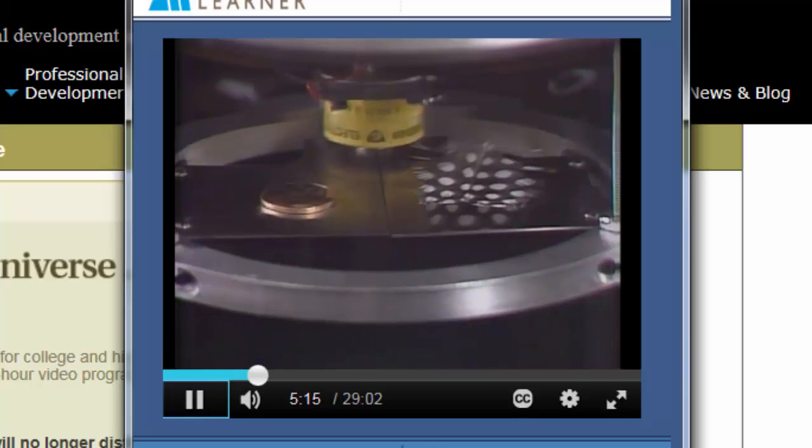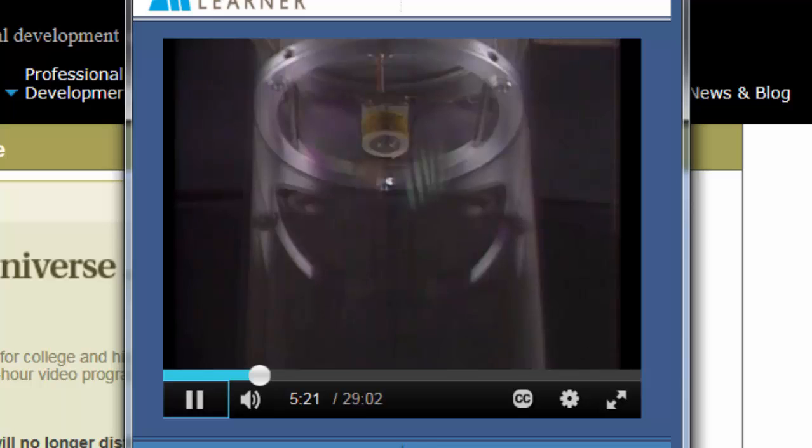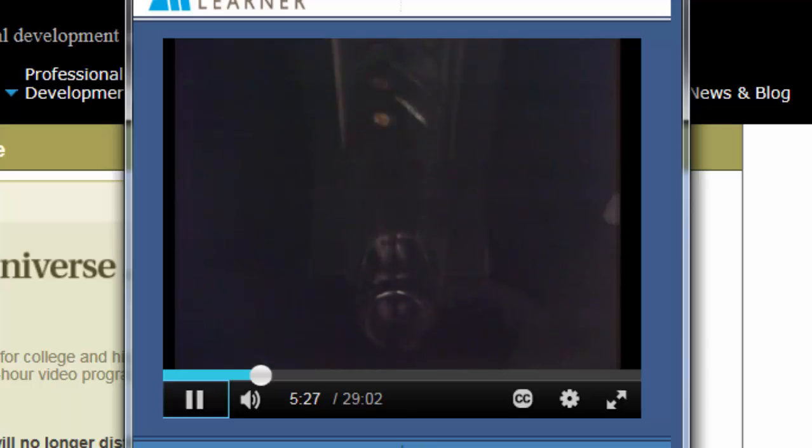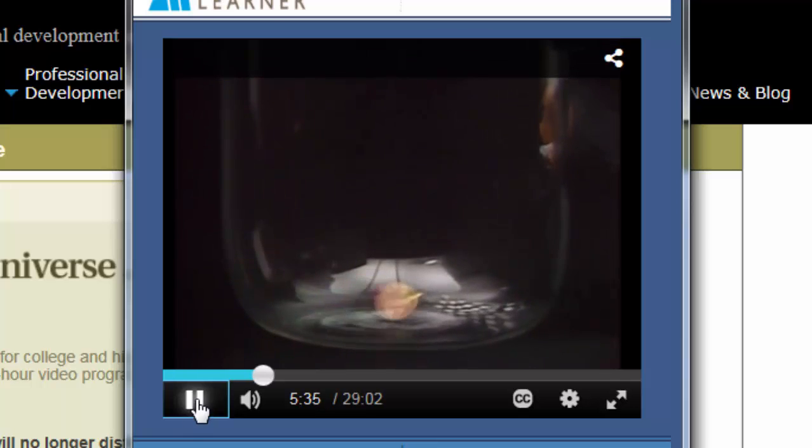Let's see it in slow motion. In other words, in a vacuum, all bodies, regardless of their weight, will fall at exactly the same rate. And there you are, they hit the bottom at the same time.